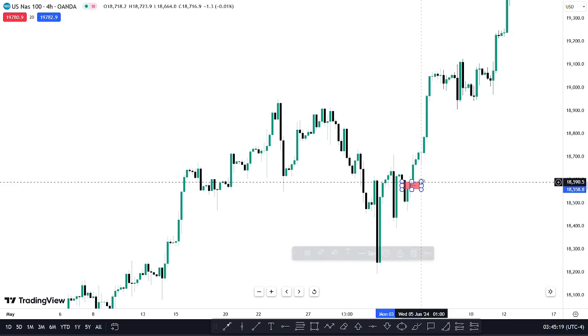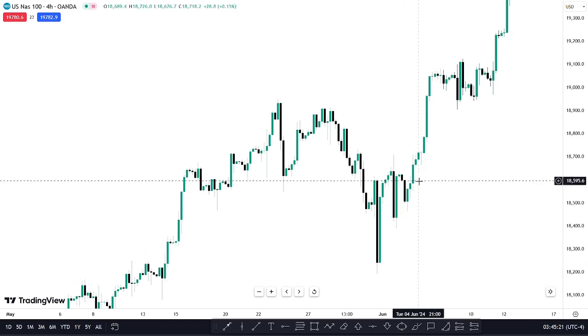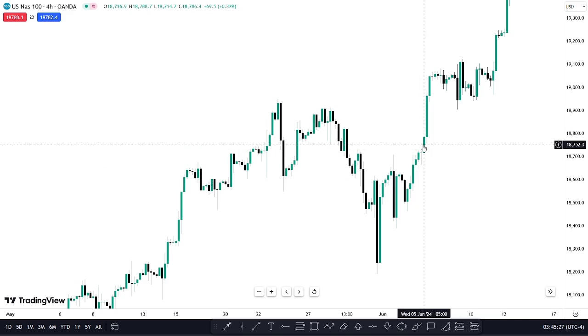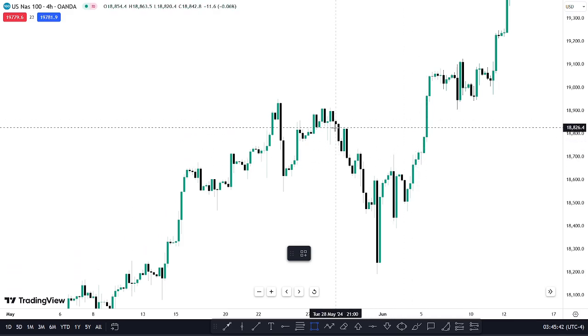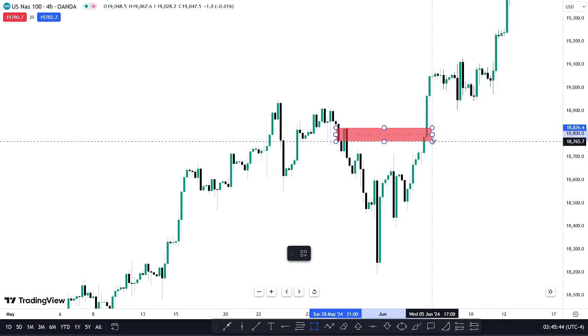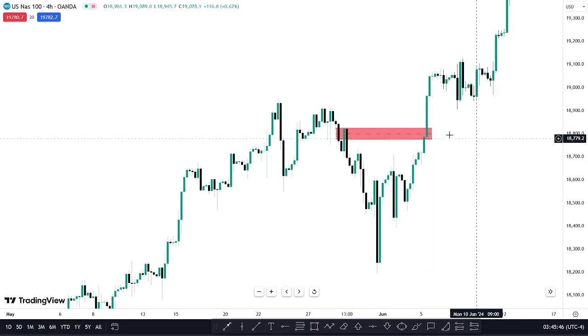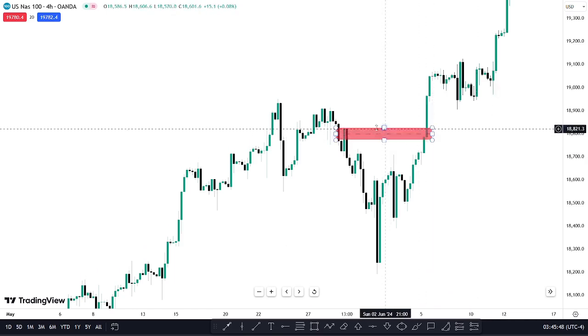So let's go to another day, which will be Wednesday. Here we are. We're looking for a fair value gap. What fair value gap do we have right here? Some would say this one. You would call it a loss as well.